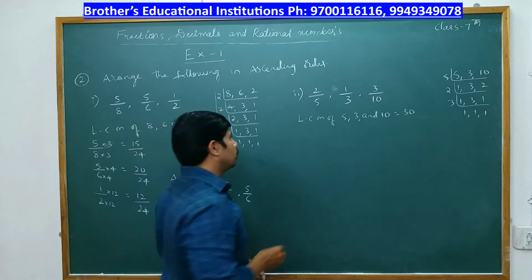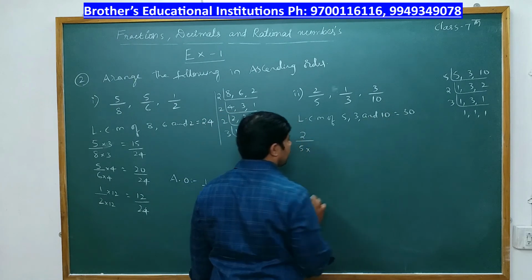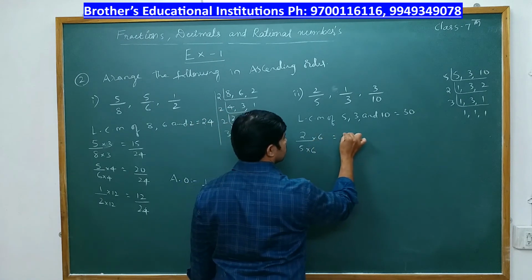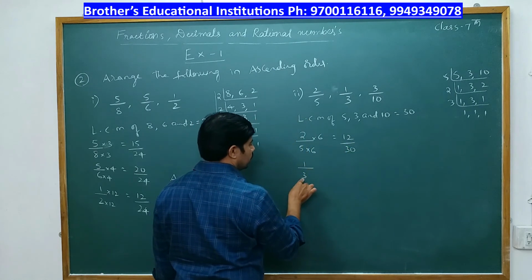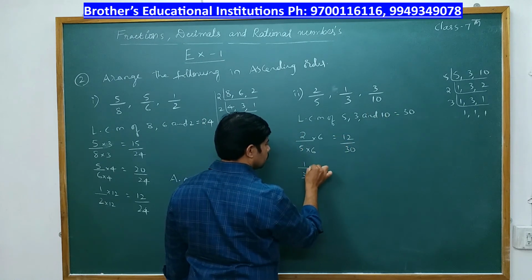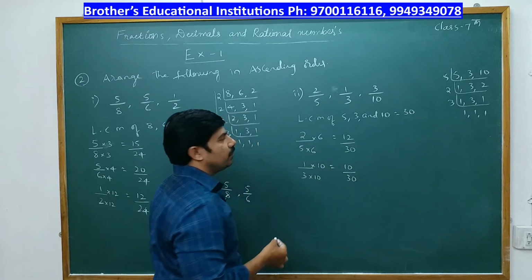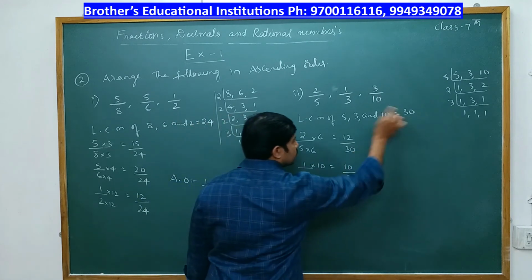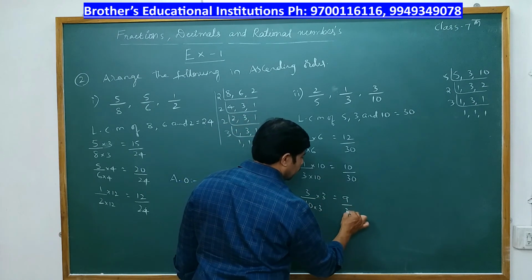Now I'll take the first number 2 by 5. Okay. 5 into how much is 30? 5 goes how many times in 30? It goes 6 times. So multiply this by 6. It is 12 by 30. Then we have 1 by 3. 3 goes how many times in 30? It goes 10 times. So multiply with 10. We get 10 by 30. Then after that we have 3 by 10. 10 goes how many times in 30? It goes 3 times. So we get 9 by 30.